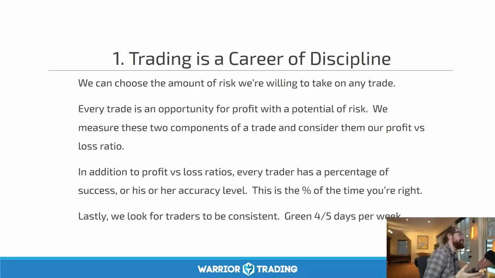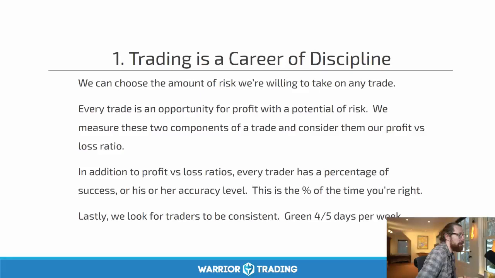And that's our accuracy. So in addition to profit loss ratio, every trader has a percentage of success or his or her accuracy level. And this is your percentage of the time that you're right. So you've seen my accuracy being around 70%. You, as a beginner trader in the simulator or in any simulator, may likely be at 30 or 40%. And you may think this is crazy. I could flip a coin and be right more than I'm right here.